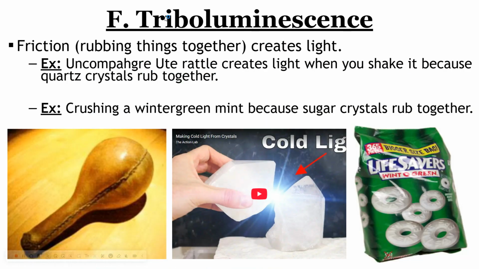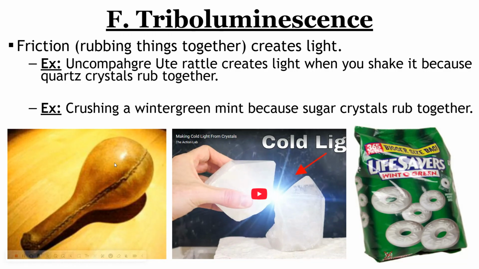Next we have triboluminescence. You might remember this term from grade 9 science and electricity. Triboluminescence: tribo refers to friction. So you can create light by rubbing things together, and that's called triboluminescence, creating light by friction.